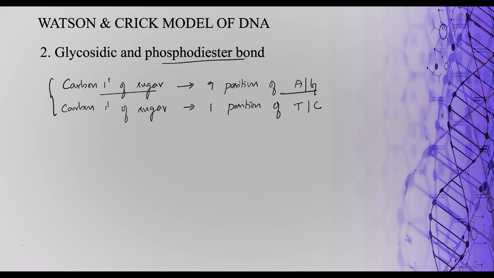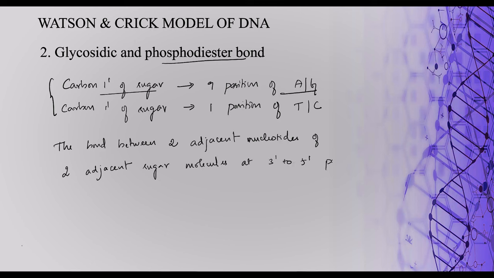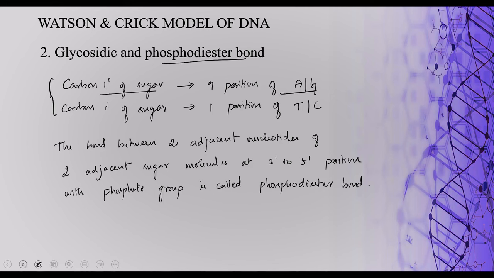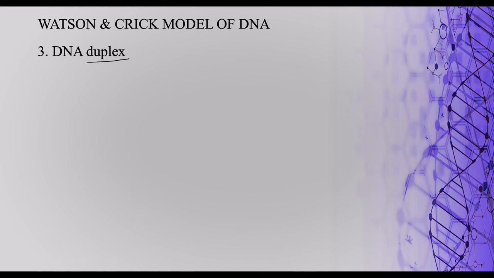Coming to the phosphodiester bond, it is also called the 3'-5' phosphodiester linkage. Actually, the bond between two adjacent nucleotides, two adjacent sugar molecules at the 3' and 5' positions with a phosphate group, is called the phosphodiester bond. So these are the two bonds mainly found in DNA. Next thing is the DNA duplex. The DNA has two polynucleotide chains which are spirally coiled, right?